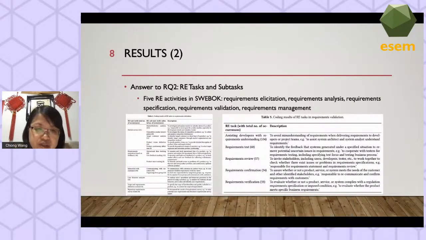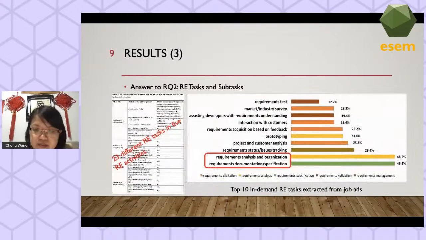For the second research question, in this paper we considered these five RE activities in the SWEBOK. These two tables show the RE tasks identified for requirements elicitation and requirements validation, for example. This slide summarizes the 23 tasks identified in the five RE activities. We also report the top 10 in-demand RE tasks in the job ad set. The top two in-demand RE tasks are requirements documentation in the requirements specification activity, and requirements analysis and organization in the requirements analysis activity.